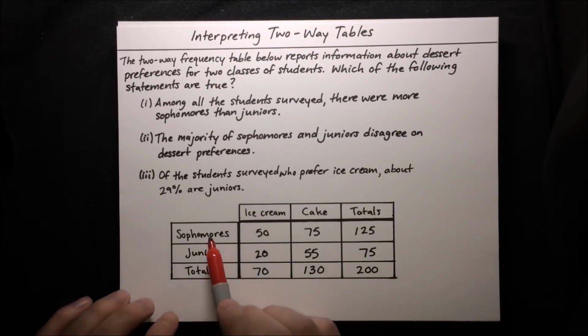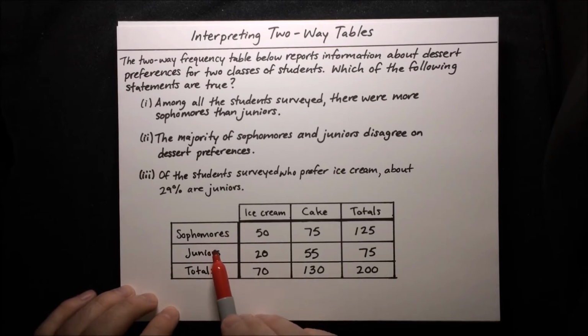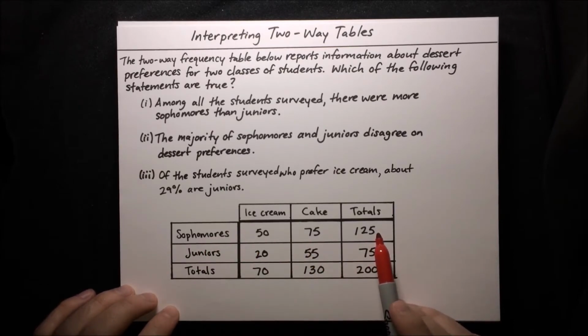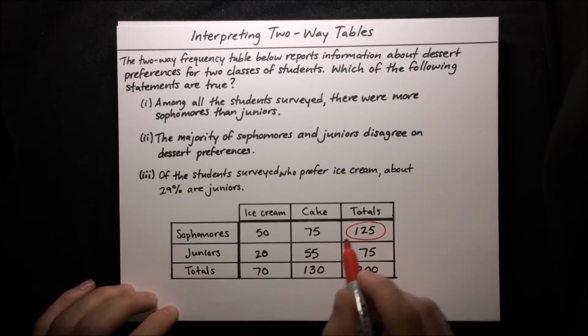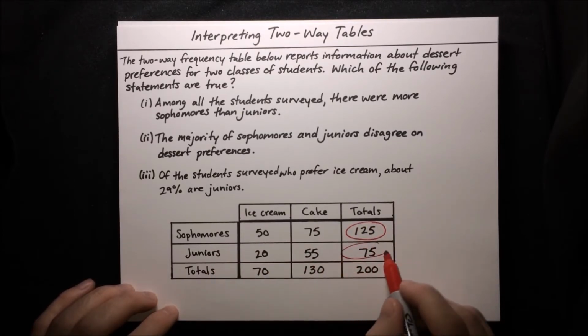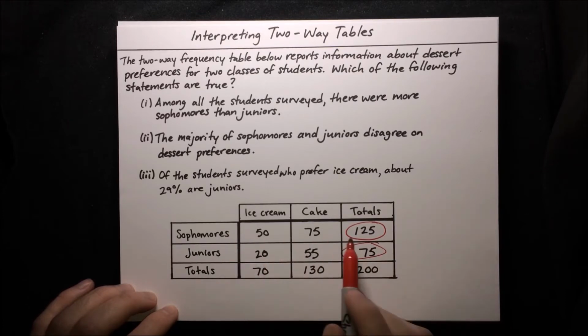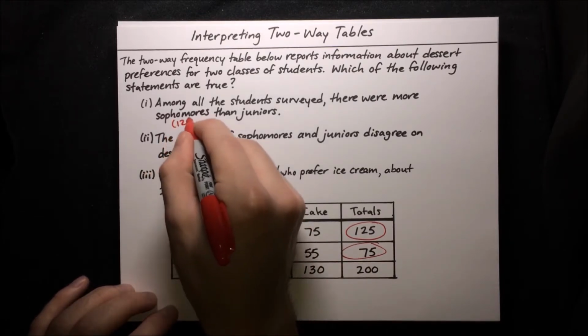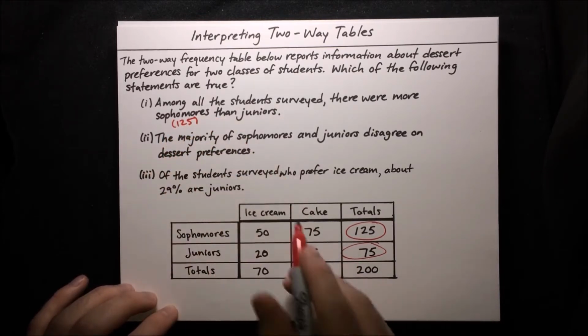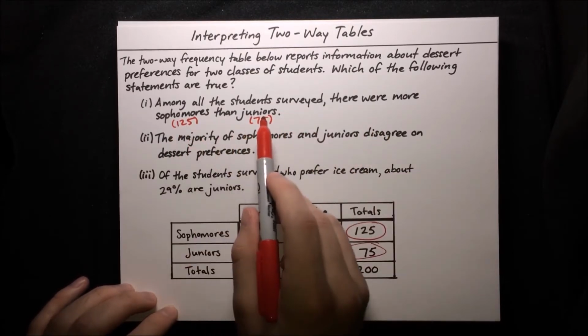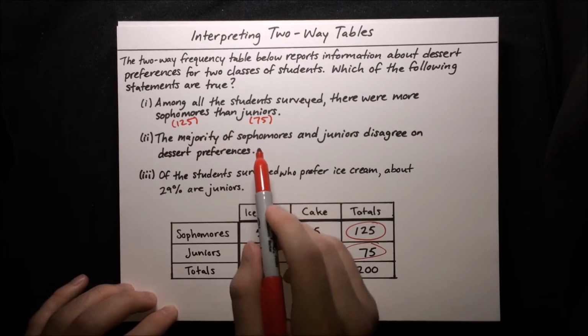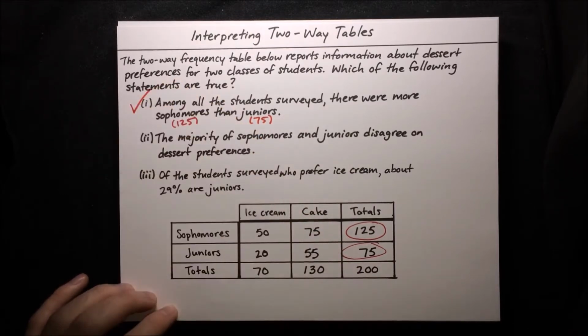Well, the rows tell us sophomores and juniors, so in the totals column for the rows, we'll see the total number of sophomores, which is 125, and the total number of juniors, which is 75. So total number of sophomores is 125, and total number of juniors is 75. There were more sophomores than juniors? Yeah, 125 versus 75. That makes sense. So yeah, this is true.